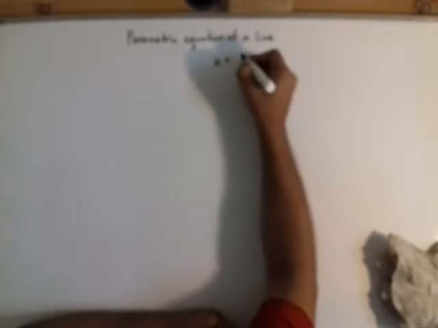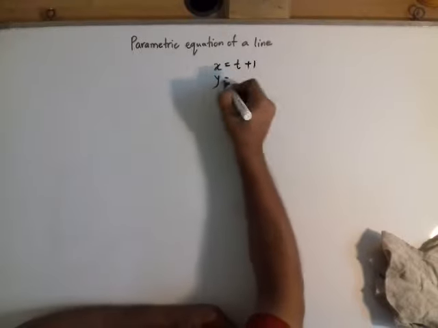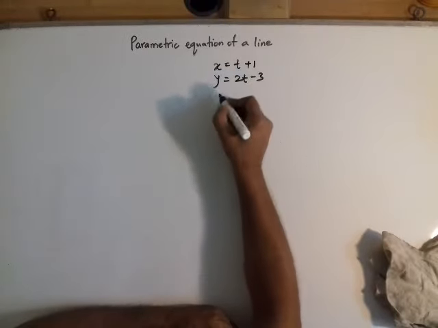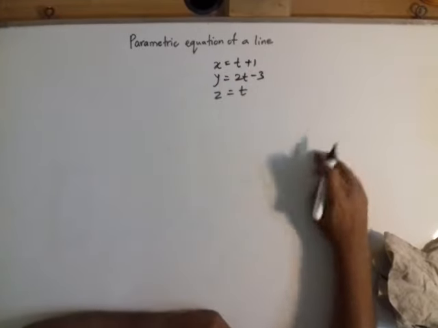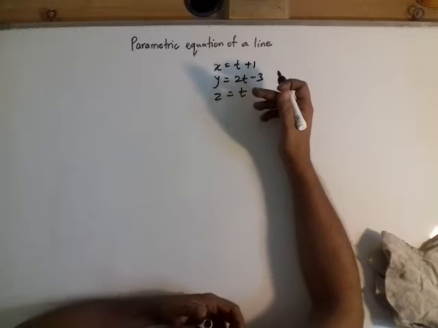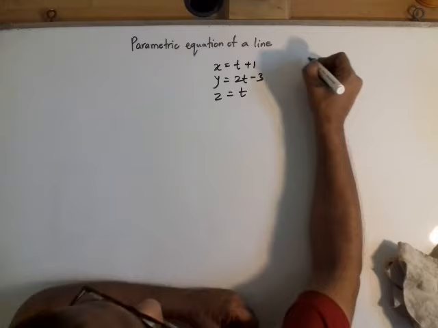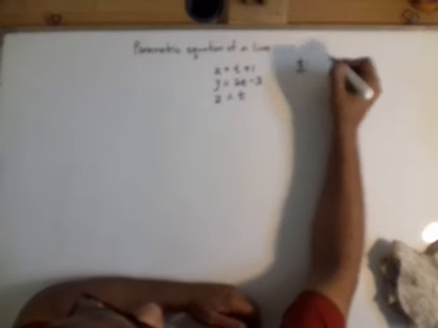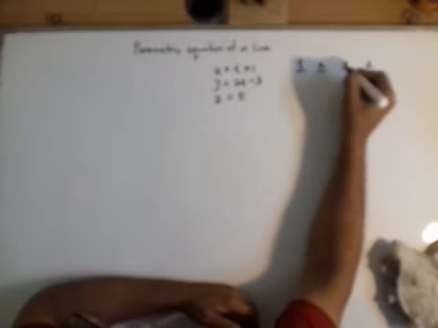So let's say I have x equal to t plus 1, y is equal to 2t minus 3, and z is equal to t, and I claim that this represents a straight line in 3D. Let's see at least for one line. So we'll do the same thing again. Various values of t, and we calculate x, y, z.